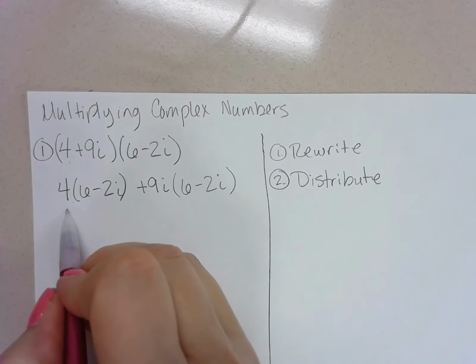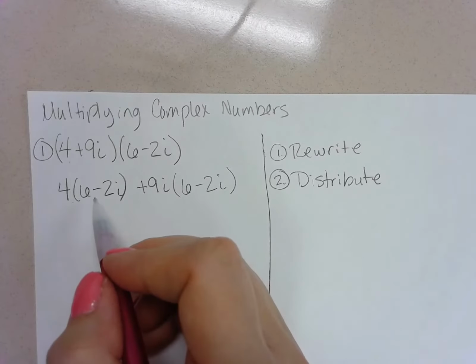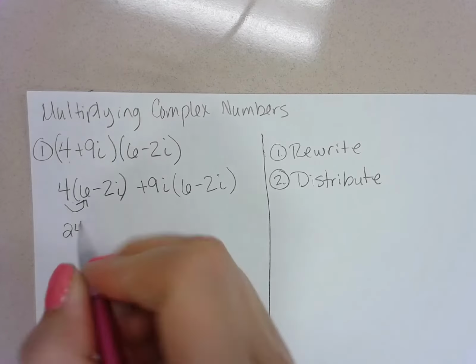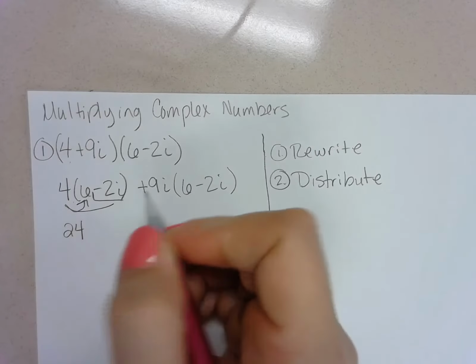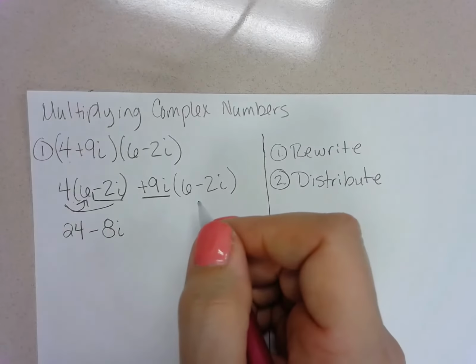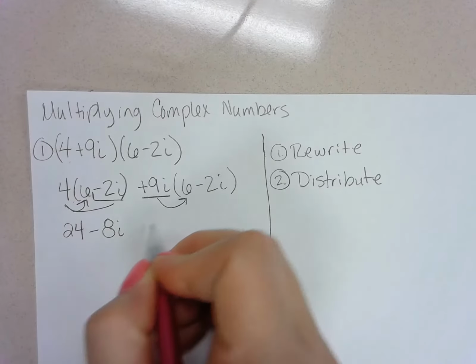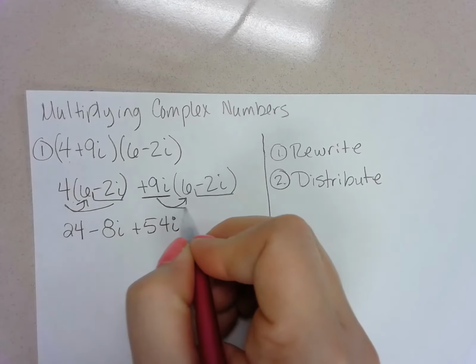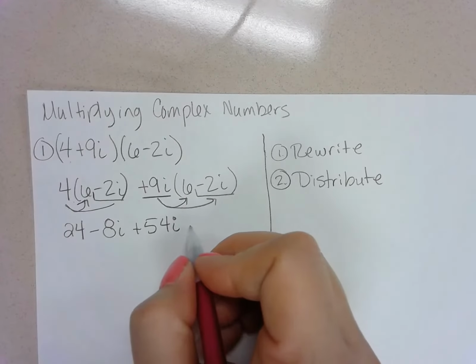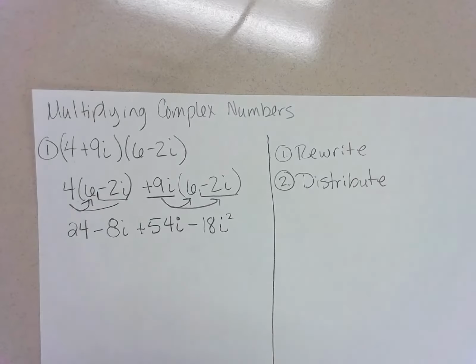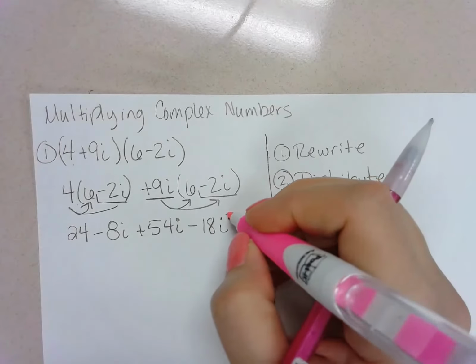We're going to take the thing that's in front of the parentheses and multiply it times everything inside the parentheses. So 4 times 6 is 24, and 4 times negative 2i is negative 8i. And positive 9i times 6 is positive 54i. Once again, positive 9i times negative 2i is negative 18, and i times i is i squared. So this i squared is where things change. We have an i squared.